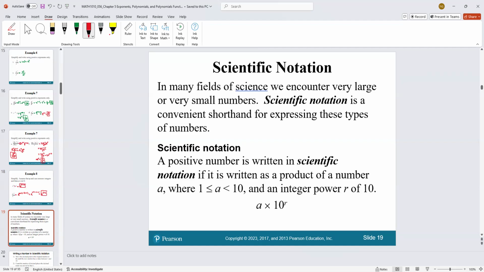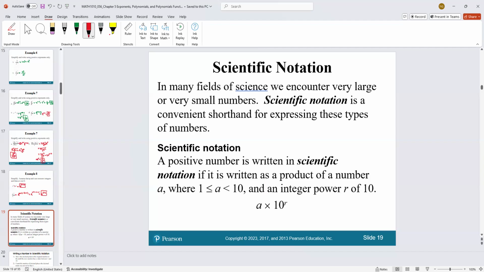A helium atom has a diameter of 0.000002226 centimeter. So we said it would be better to use scientific notation to write the very large number or the very small number. That will be convenient for all of us. So in many fields of science, we encounter very large or very small numbers. So scientific notation is a convenient shorthand for expressing these types of numbers.